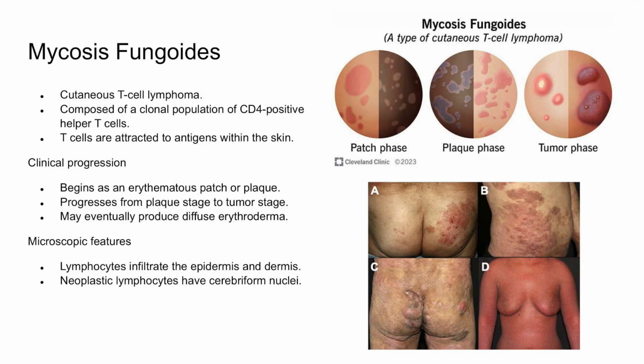Microscopically, atypical lymphocytes show epidermotropism and cerebriform or brain-like nuclei. Small intraepidermal clusters of malignant T cells are called Pautrier microabscesses and are the classic exam clue. Okay, so Pautrier microabscesses are going to be your little clue for mycosis fungoides.